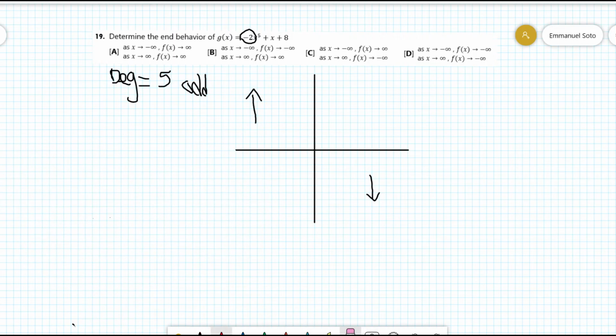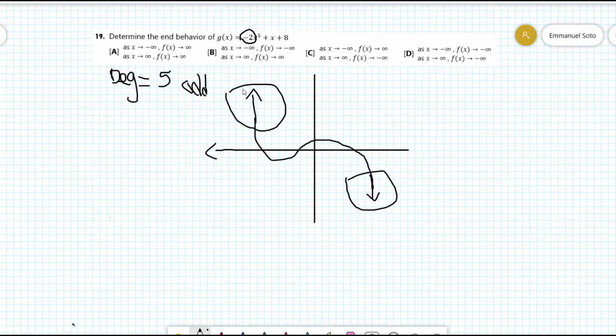So in this case, since we know it behaves like this, it will help us with our end behavior. It doesn't matter exactly how the graph looks. We just want to know how it ends up. It can look like this for all we know, as long as we know that on the left side it goes up and on the right side it goes down. So now, because we know that, we can do the end behavior.